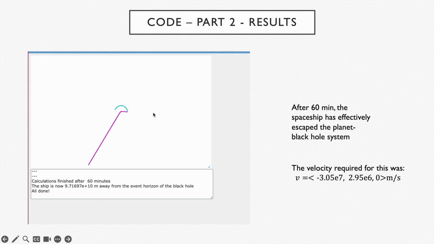These are the formulas. So the results for part 2 coding. As you can see, after 60 minutes, the spaceship has effectively escaped the planet black hole system, and the velocity required for this was as follows.